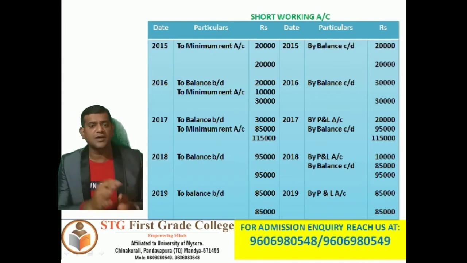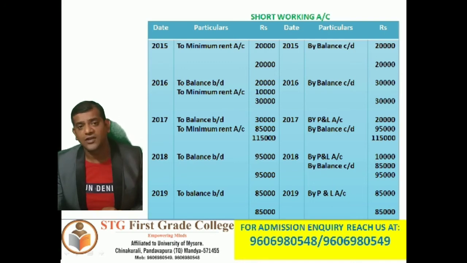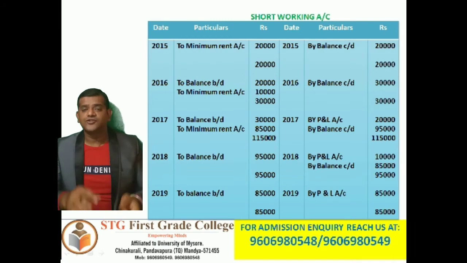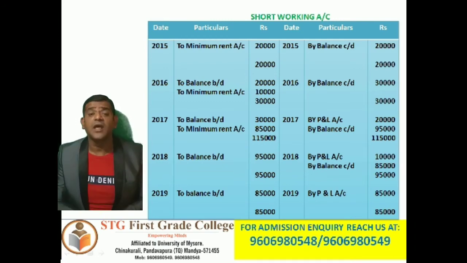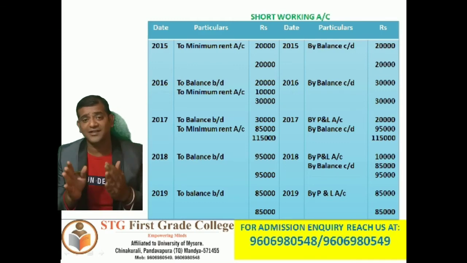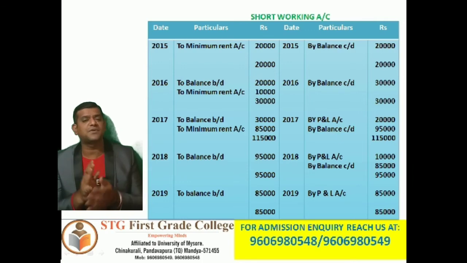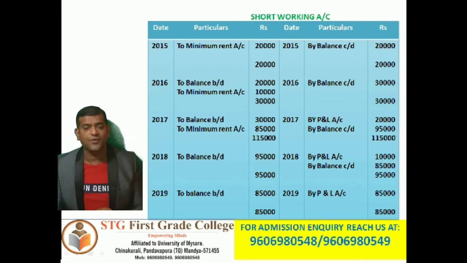Okay, so 2015 debit side to minimum rent account, how much? There was a shortage of 20,000 in the short working column. So 2015 at the year end, by balance carried down 20,000, both the side total 20,000, 20,000. So 2016 to balance brought down, that is the previous year balance 20,000, I have brought it down.